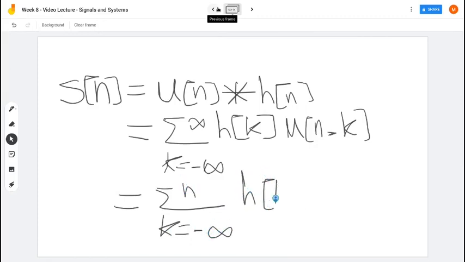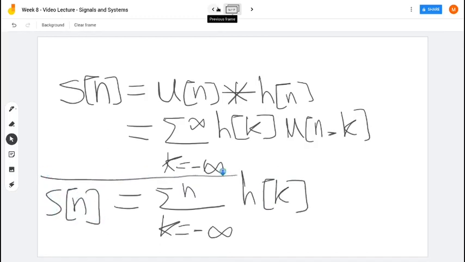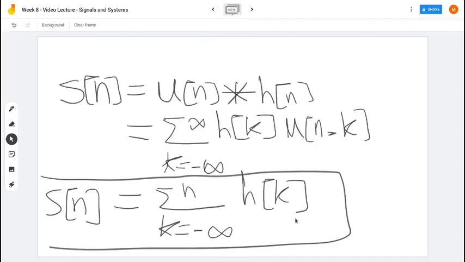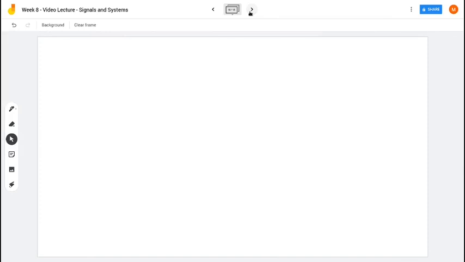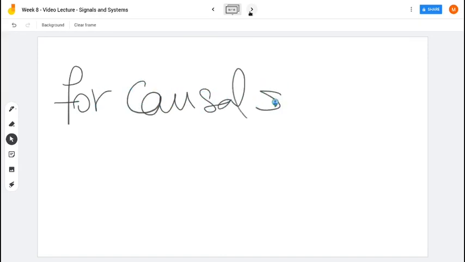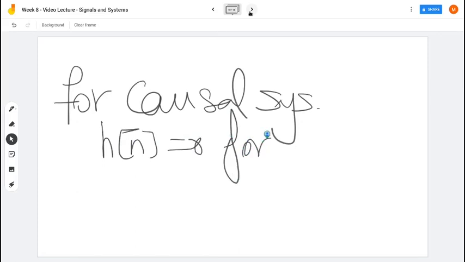And this would be the step response in terms of the impulse response. So whatever the impulse response is, you do a summation from minus infinity up to n in order to get the step response S of n. Of course, if the system is causal, for causal systems, we know that h of n is equal to 0 for n less than 0.